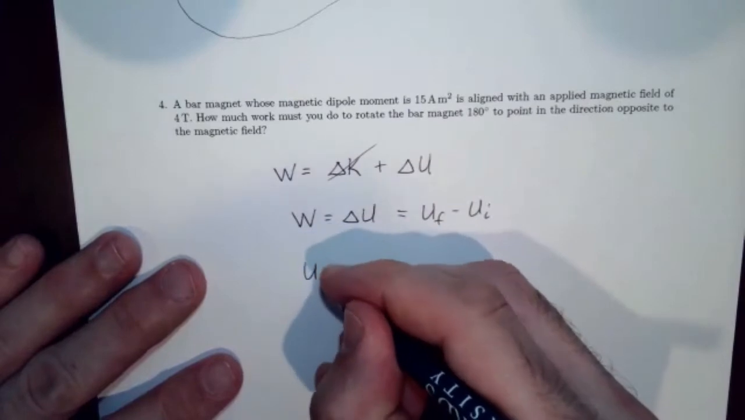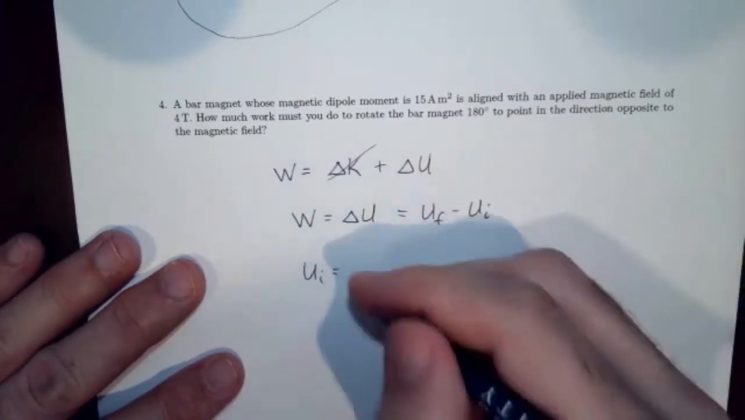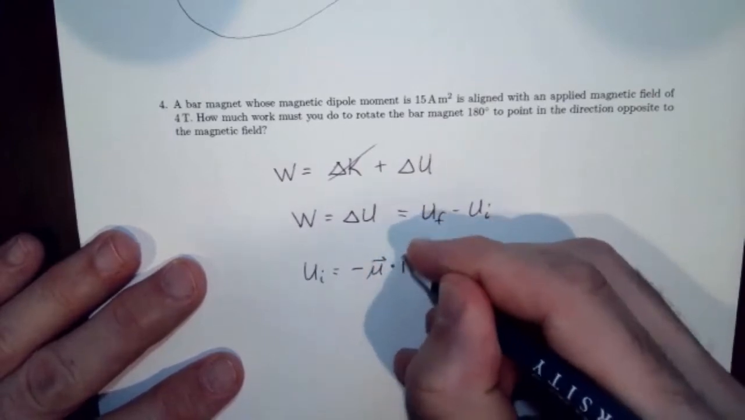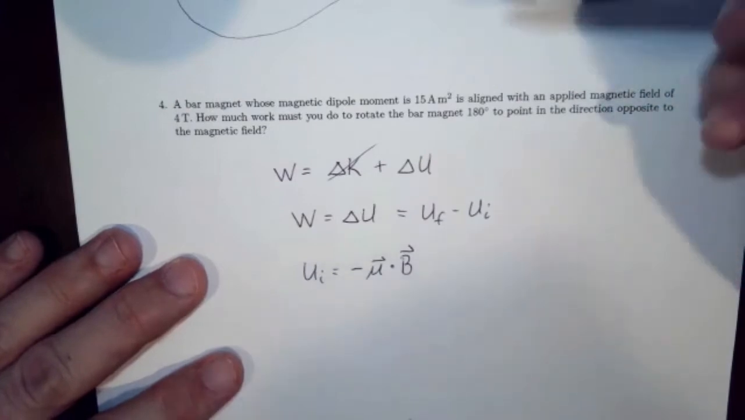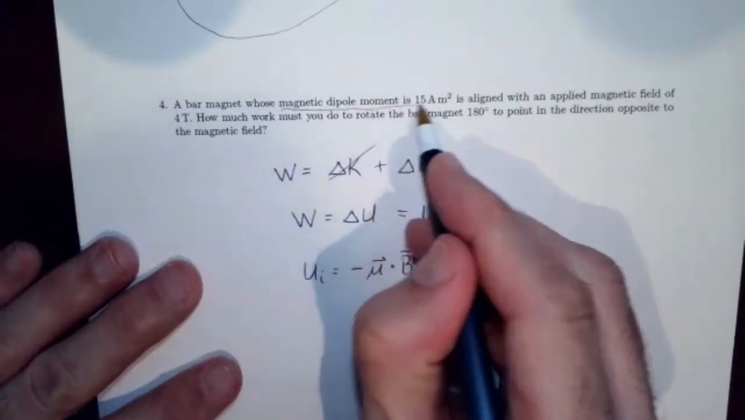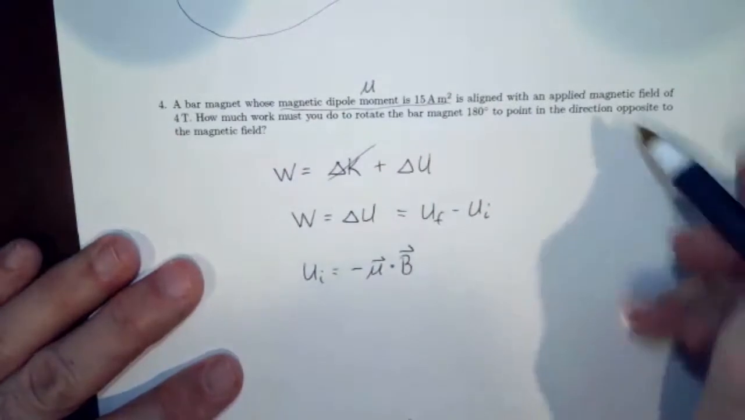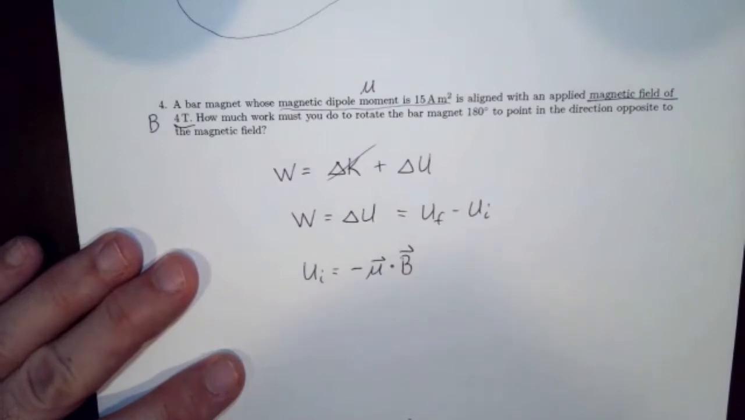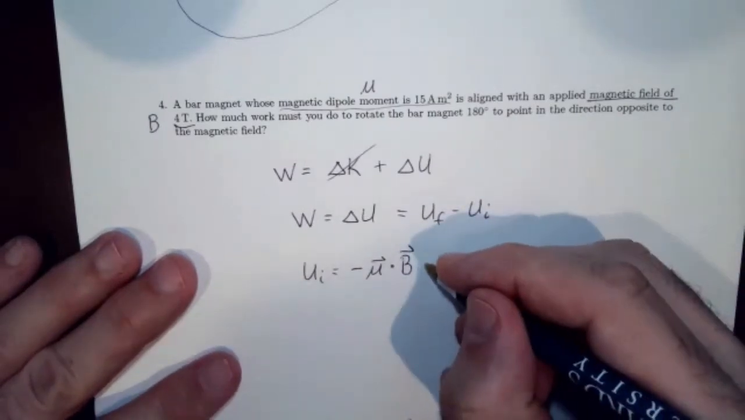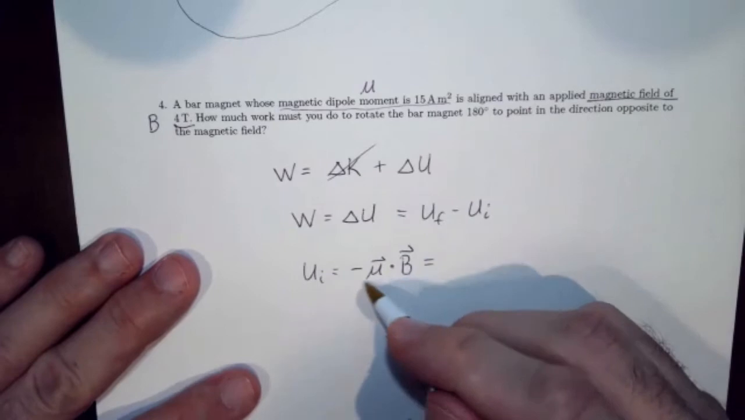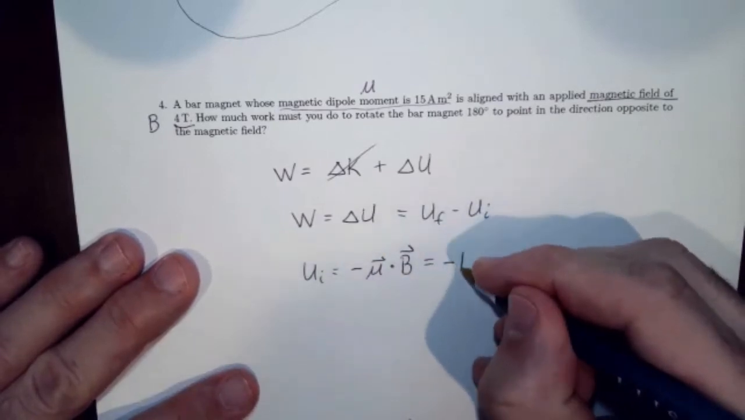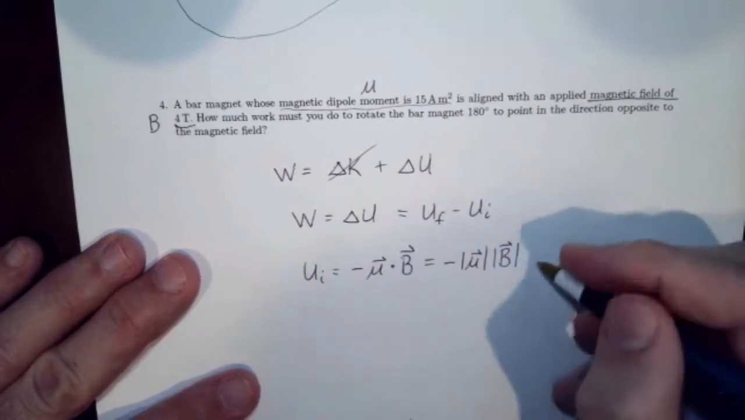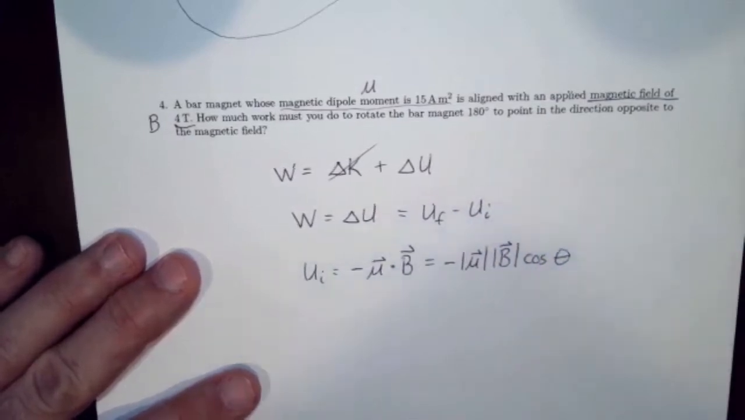Well, what is U initial? So it's equal to the negative of mu dot B, where mu is the magnetic dipole moment. That's this guy. That's mu. And the magnetic field, in Tesla, that's B. Okay. Now I can calculate the dot product by using the magnitudes. So it's going to be the negative magnitude of mu times the magnitude of B times the cosine of the angle between them.